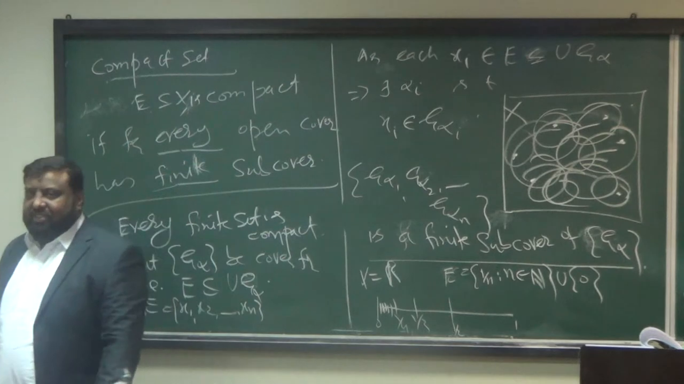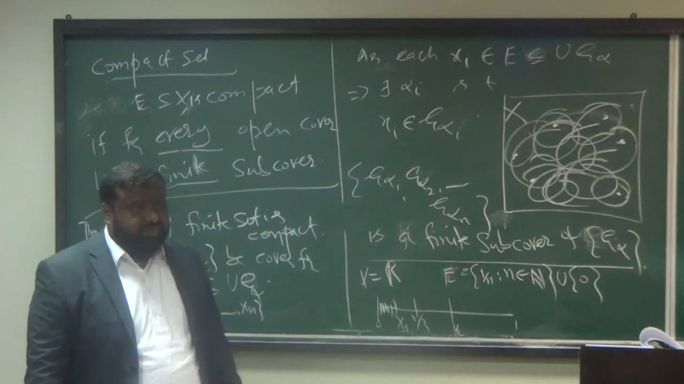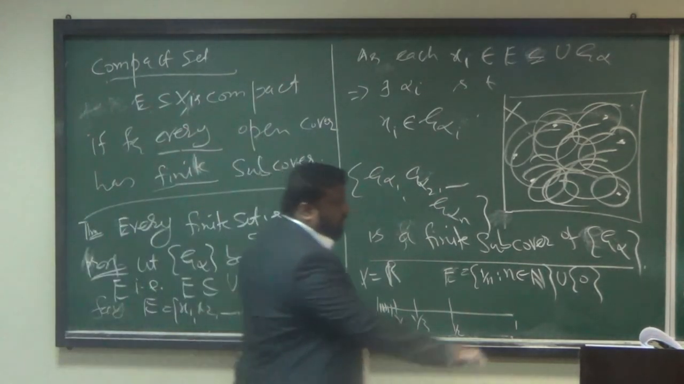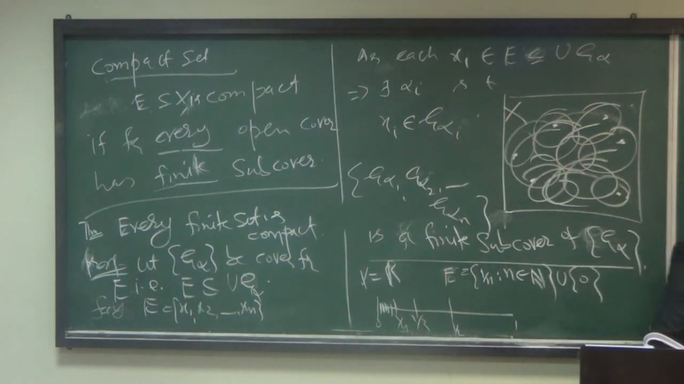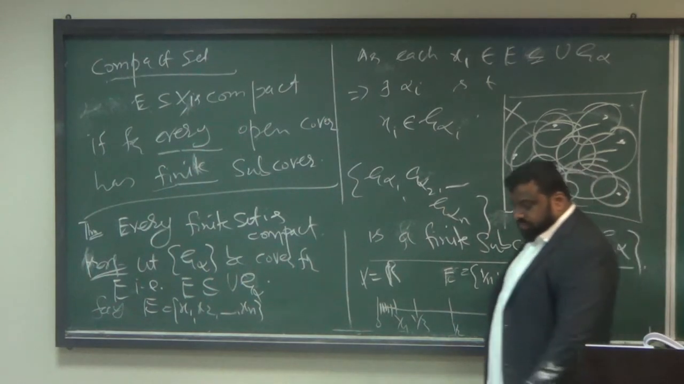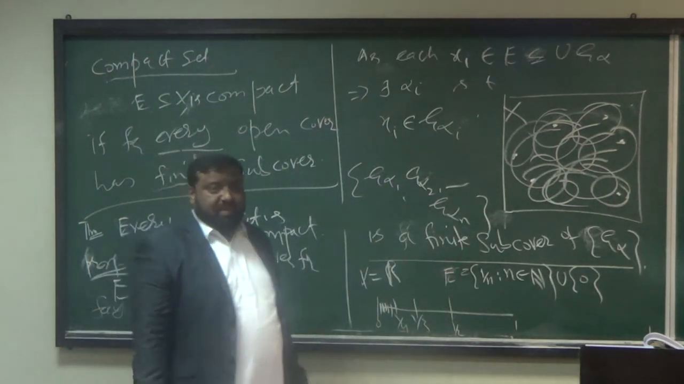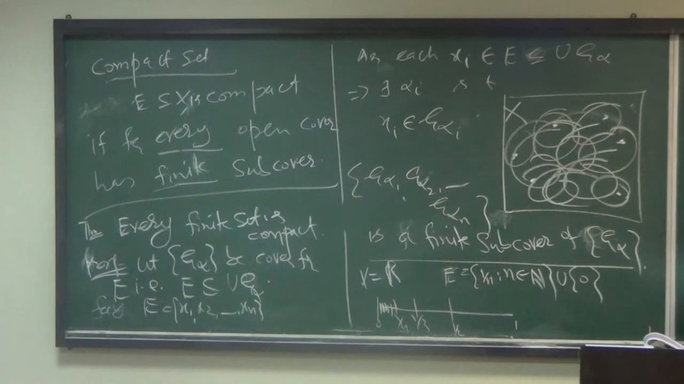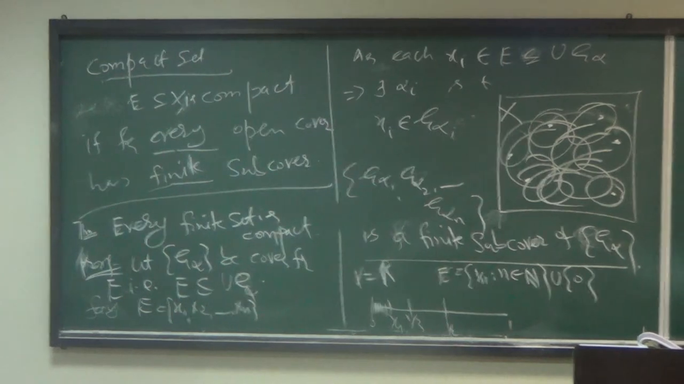So if I have this set, is this going to be compact? In order to prove compactness, what do you need to do? I need to take an arbitrary open cover. So let's take an open cover G alpha of this set E. Arbitrary cover of E.